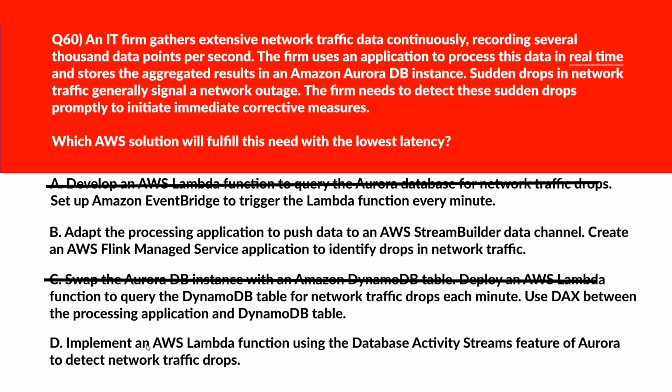Let's move to option D. D says implement an AWS Lambda function using the database activity streams feature of Aurora to detect network traffic drops. This option is not optimized for handling the high throughput and immediate detection requirements of real-time data, which is what we need as per the question. That being said, D is wrong. We'll lock option B as the right answer.